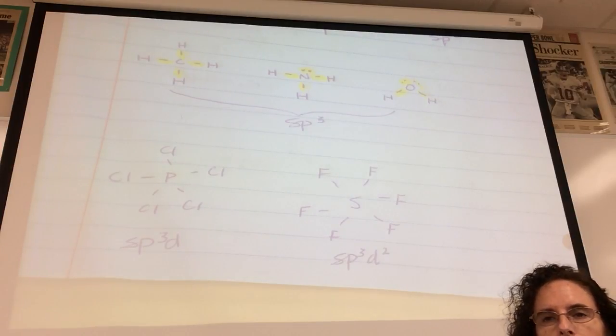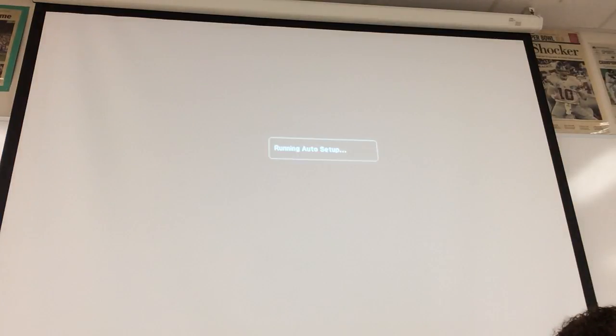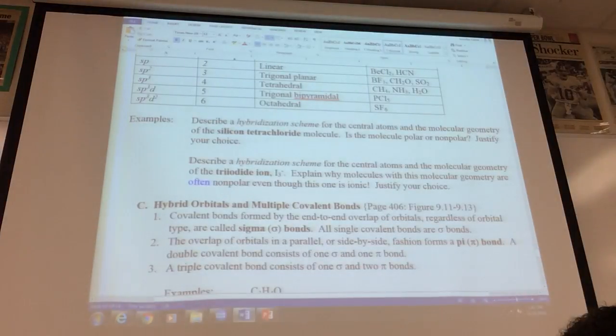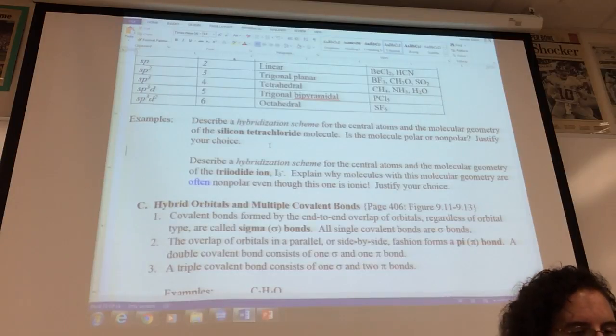You want to try one? Yeah. Okay. Let's do this one. Now, well, you don't have to be able to do this anymore. You want to do silicon tetrachloride? Sure. All right. Read it carefully. I want the hybridization scheme. I want if it's polar or nonpolar. And the best approach is to draw it. I'll do it too.